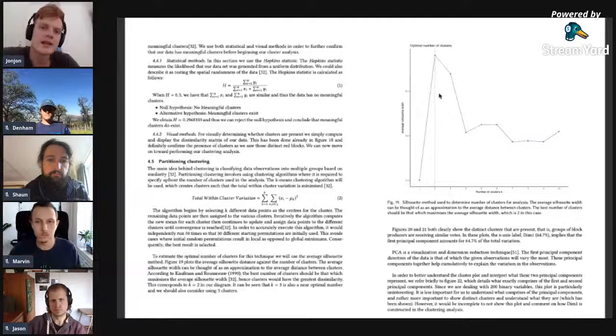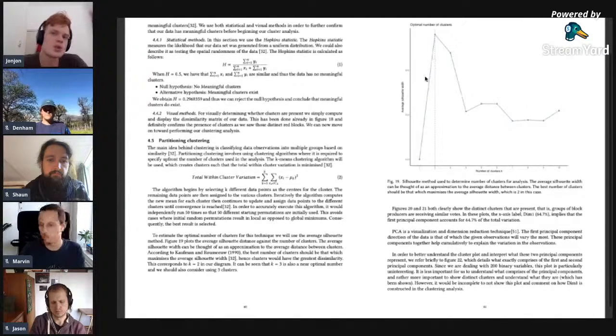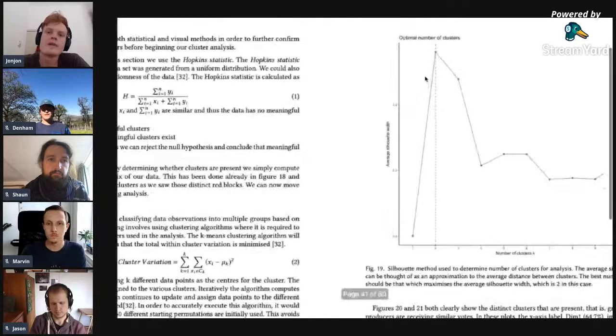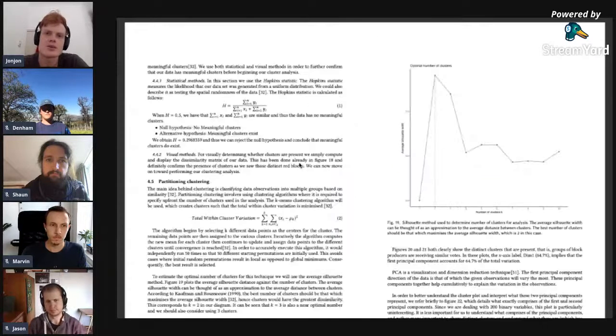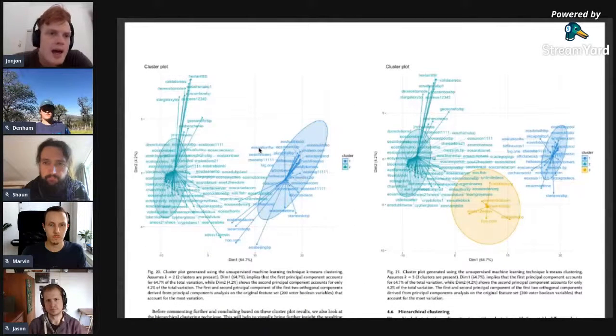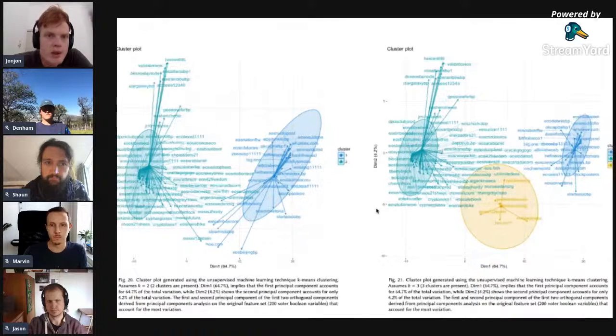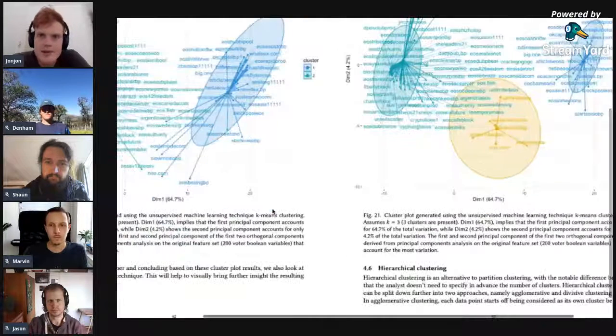And then it's basically some more statistical tests choosing what the optimal number of clusters should be. And there's many different tests. This one's using average silhouette width, and they mean different things. But I got slightly different results. Some said 2, some said 3. And these are basically cluster plots showing sort of distinct clusters of block producers and the similarity of the votes they've received.